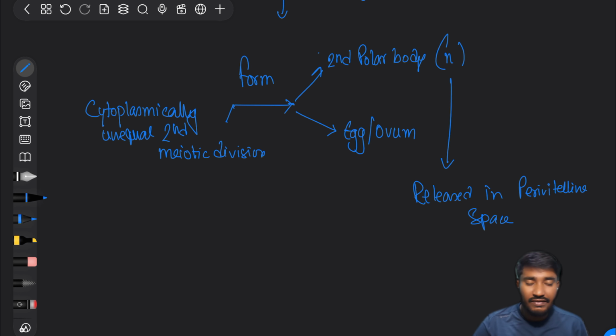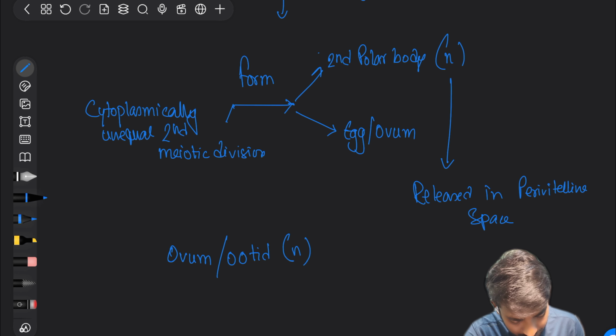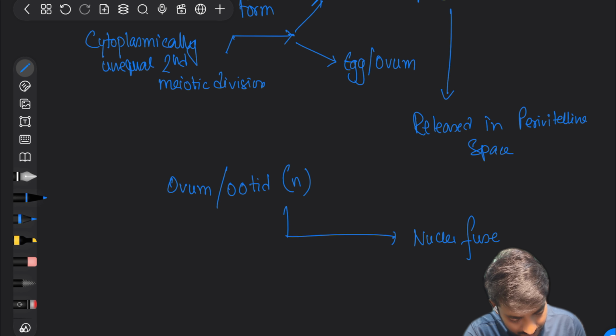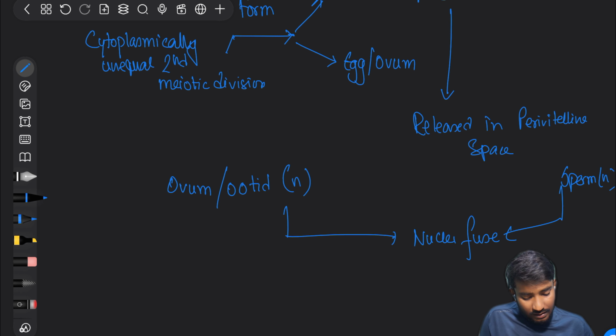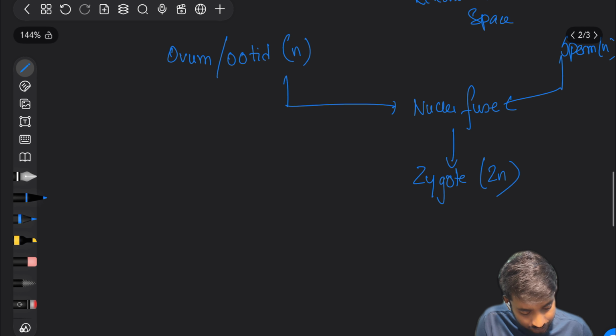After it gets released in the perivitelline space, what happens? The ovum or the oocyte is also N. It forms the nucleus, which fuses with the one from the sperm. So both the oocyte and the sperm are of N number of chromosomes. Here the nuclei fuse, and the zygote is formed, and it is 2N.